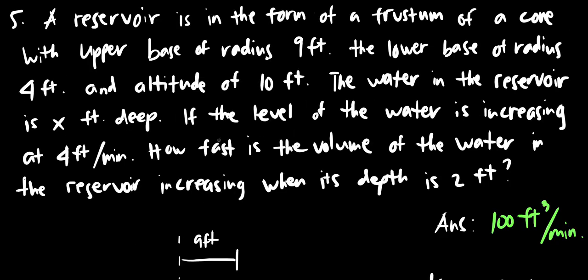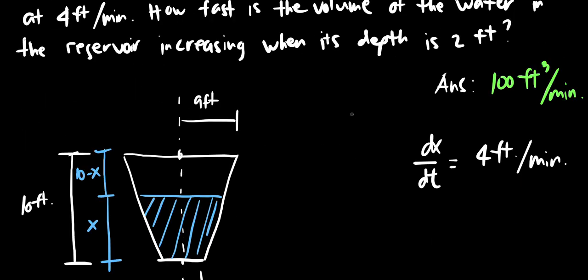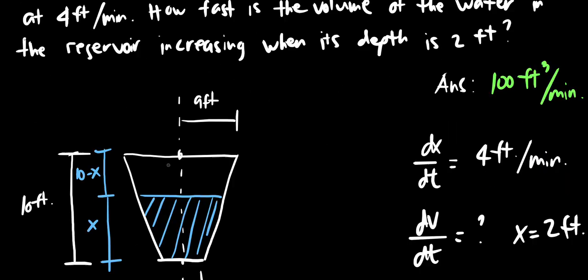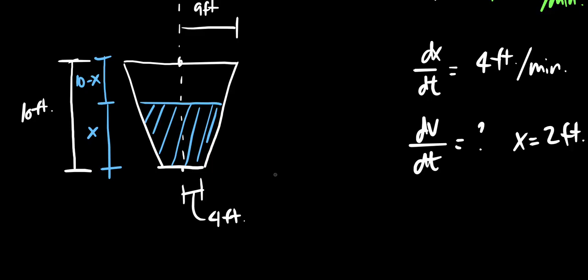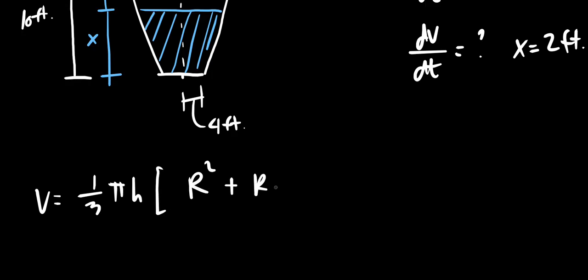After this one, how fast is the volume of the water inside the reservoir increasing when its depth is 2 feet? So we'll try to find dV over dt when x equals 2 feet, 2 feet deep. In dealing with this one, we'll use the volume of the frustum of a cone: 1/3 pi h multiplied by R squared plus Rr plus r squared.